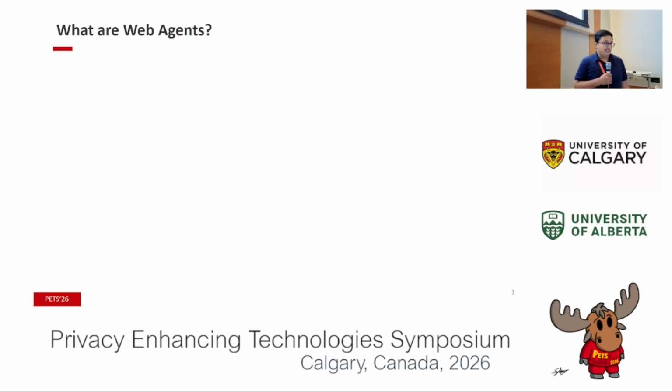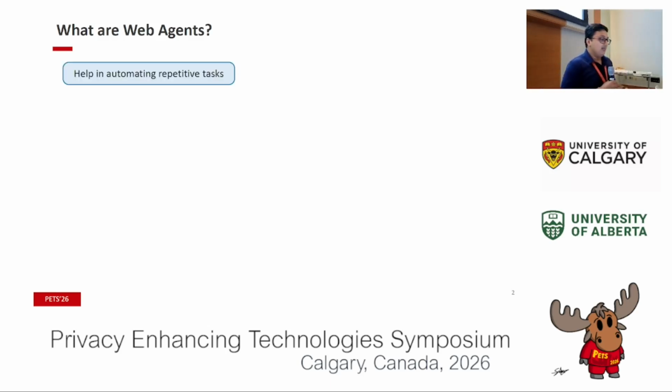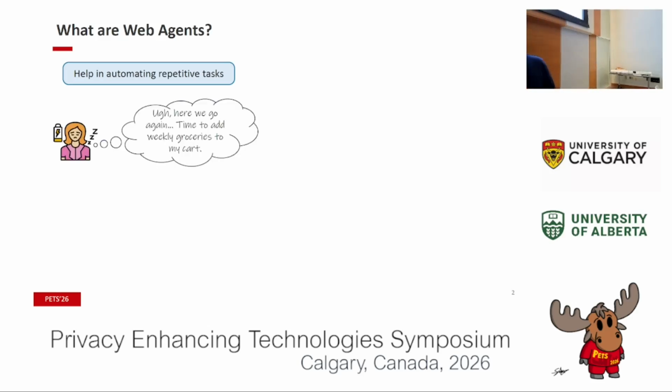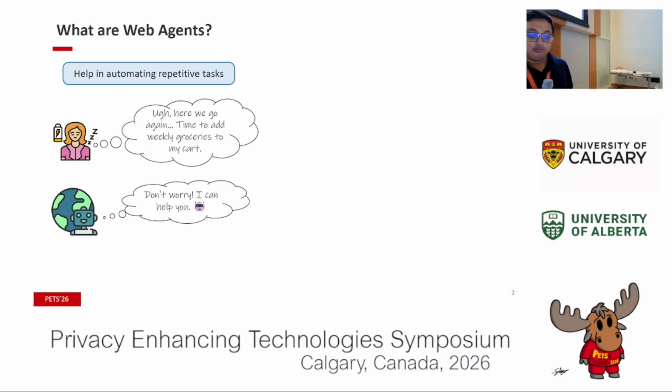So, what are web agents? Web agents are basically systems that can help you in automating various repetitive tasks. For example, let's say you want to add some groceries to your cart. You could ask a web agent to do it for you, and it will gladly do it. Now, this has existed for a long time where we have various scripts that can do these things.